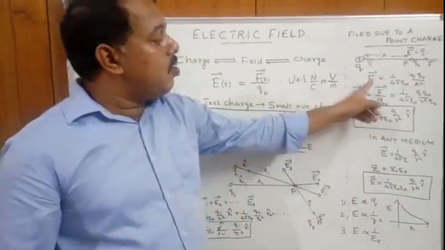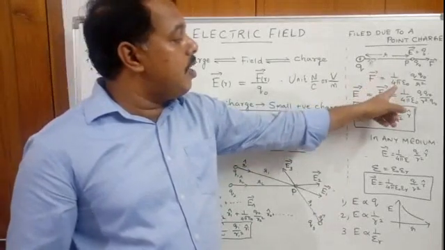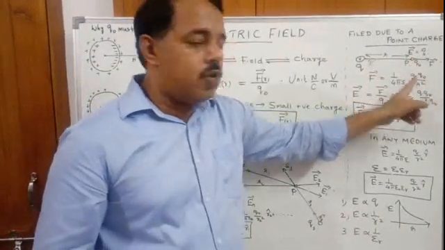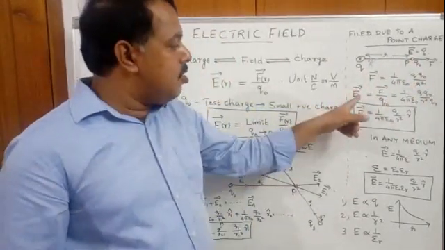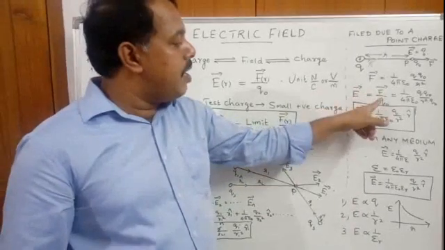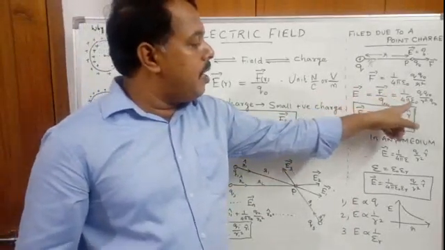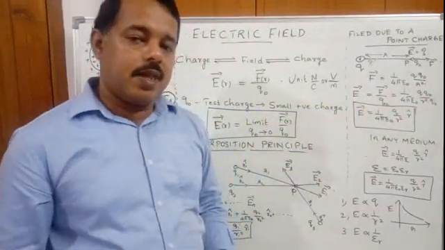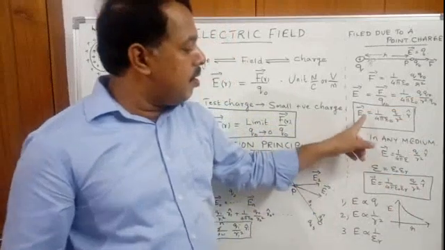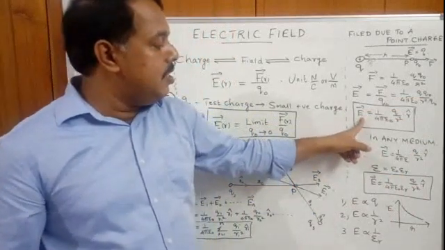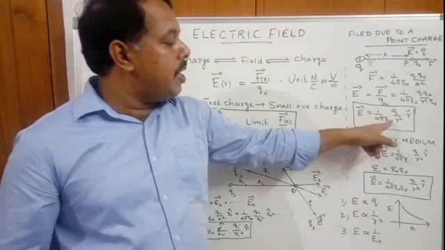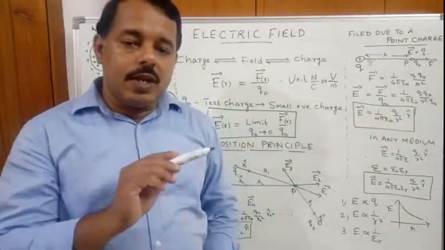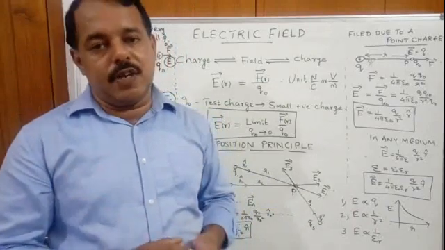So then there will be an electrostatic force F = 1/(4πε0) Q Q0/R². Now the intensity of electric field E = F/Q0 = 1/(4πε0) Q Q0/R² into 1/Q0. So Q0 cancels. What remains is the electric field intensity E = 1/(4πε0) Q/R² into unit vector r. Unit vector r indicates the direction of electric field.